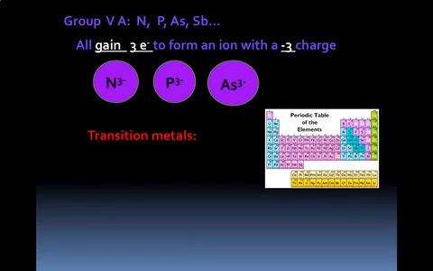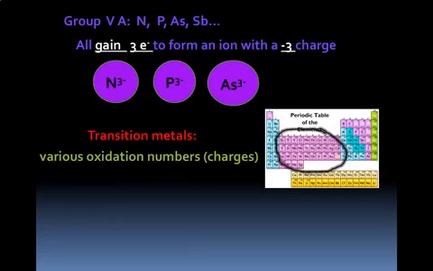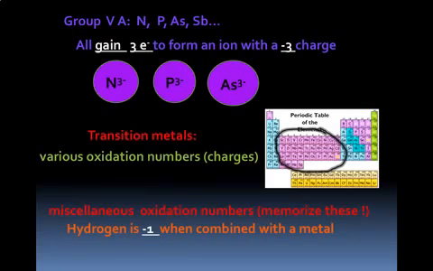Okay, our transition metals, we are looking at that shorter section in the middle. These have various oxidation numbers or charges. And a couple of them stay the same, some of them change. You're going to have to memorize 3 here. First of all, hydrogen is a -1 when it's combined with a metal. So it can be a +1 when it combines with a non-metal, or it can be a -1 when it's combined with a metal. Zinc will always be +2, silver will always be +1, and cadmium will always be +2.